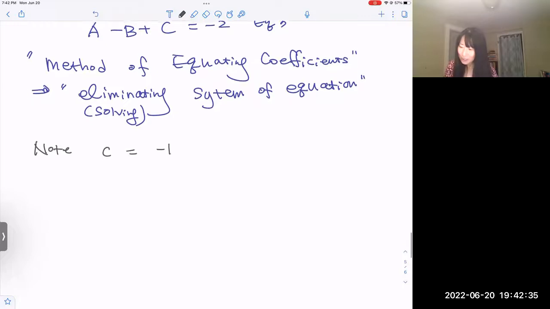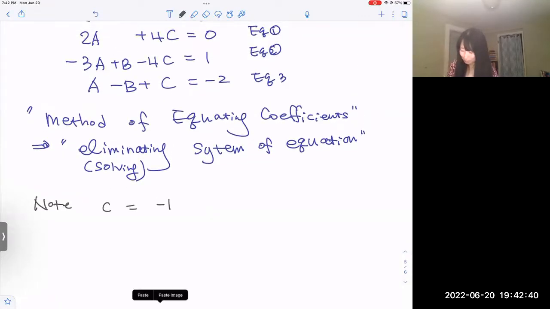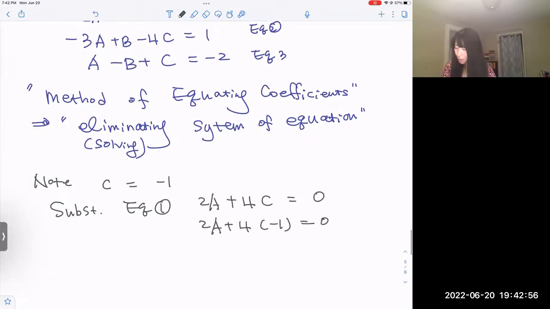Then look, equation number 1, right? Substitute into equation number 1. So we have 2a plus 4c equal to 0. 2a plus 4 times -1 equal to 0. What's the a? 2. Thank you. Now the last one, equation number 3.